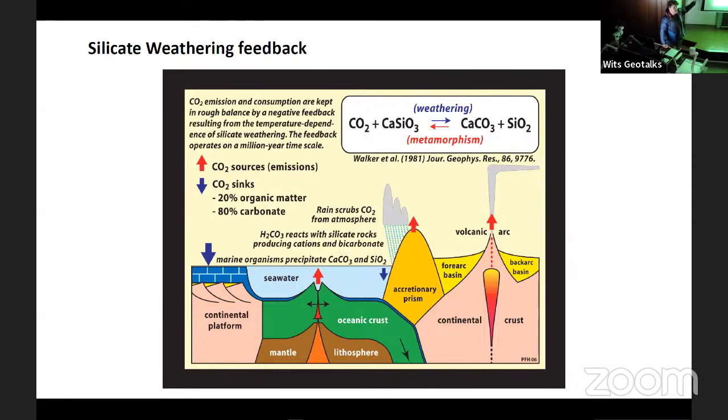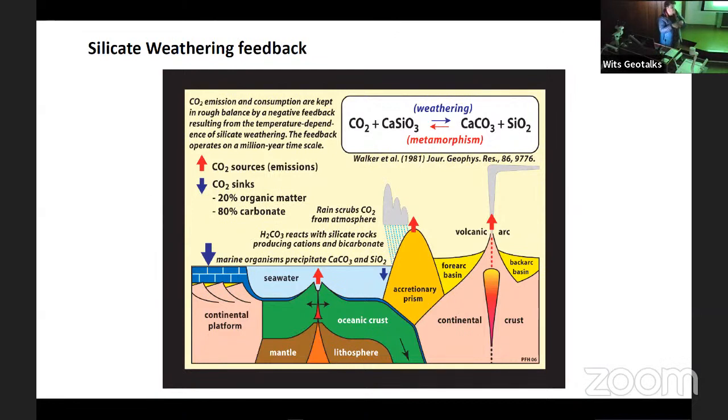Those are the main sources and sinks, but the way that the negative feedback comes into play is with the weathering of the continental crust, right? When we have CO2 in the atmosphere and rain falls through the atmosphere, it dissolves some of that CO2, making carbonic acid.